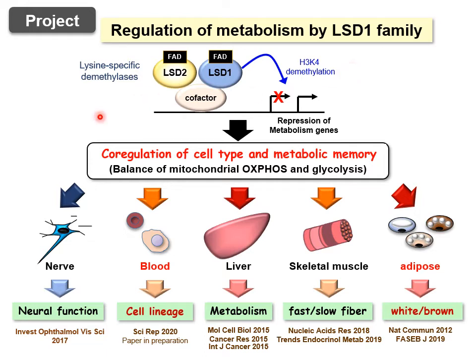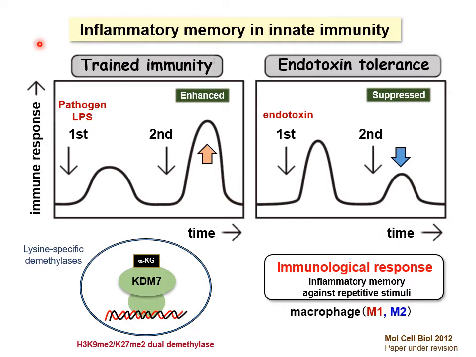So LSD1 co-regulates cell type and metabolic memory in these multiple tissue types. We are analyzing this metabolic memory. What is a metabolic memory? Second is inflammatory memory in innate immunity. There are two types of memory, trained immunity and also endotoxin tolerance.